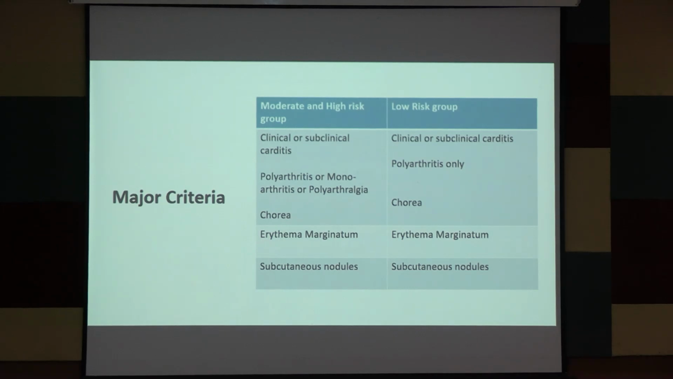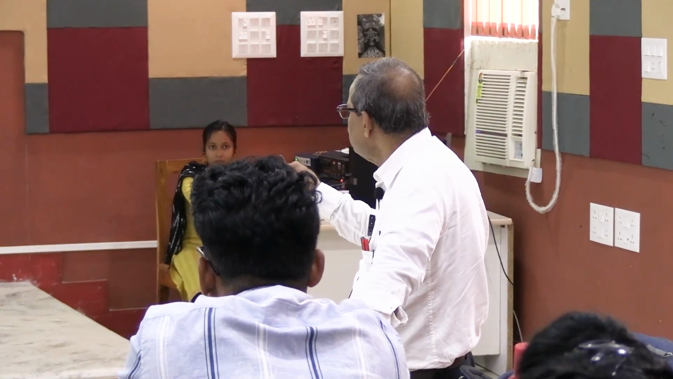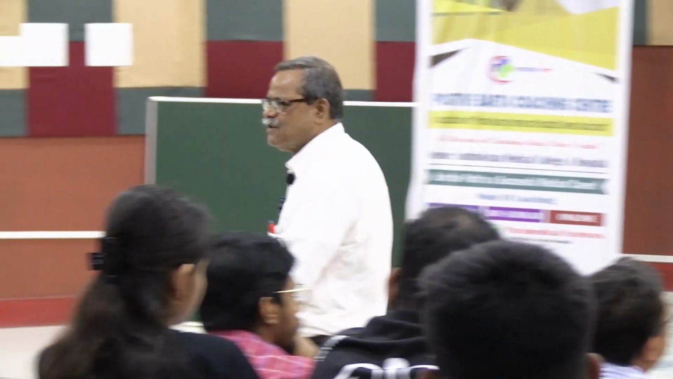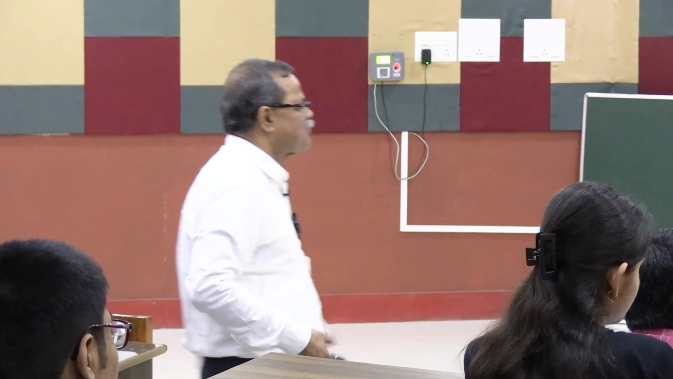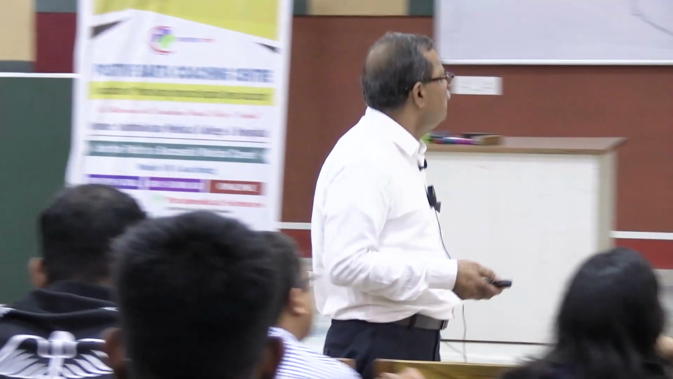Erythema marginatum, you have seen, is also a very important point but very difficult to detect in our country because we are dark skinned; it is seen only in fair skin. Subcutaneous nodules are nodules present on the extensor aspect of the body, like the wrist, elbow, knee, scapula, and spine. These nodules are non-tender and movable in character. They are called subcutaneous nodules, a very pathognomonic major criterion of rheumatic fever. Remember these things.